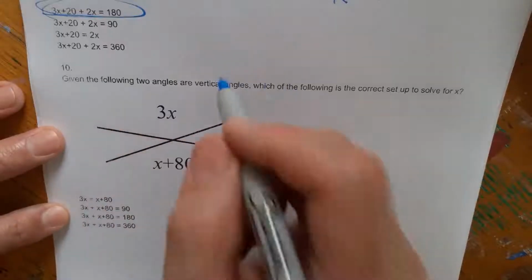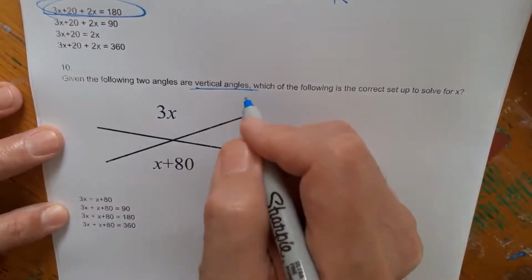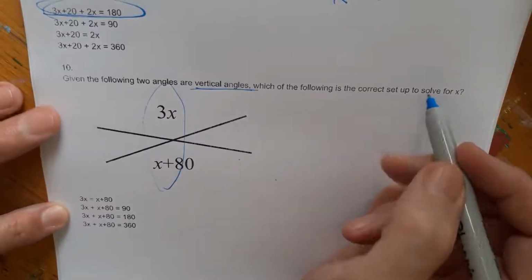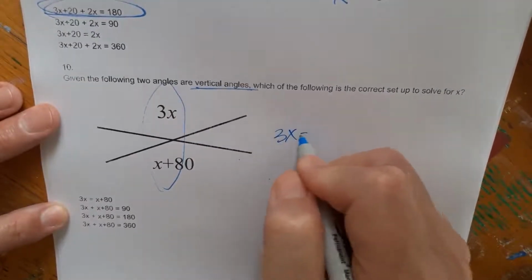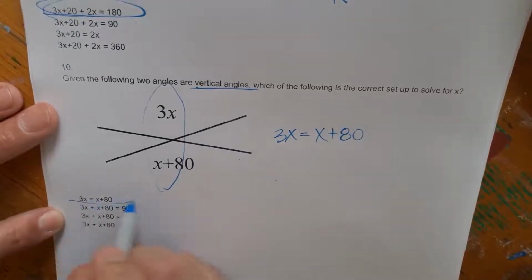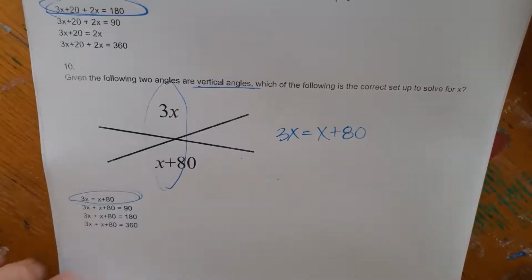Given the following two vertical angles, what do we know about vertical angles? They are equal as long as they're across from each other. Which of the following is correct to solve? We're going to say equal. 3x equals x plus 80 because those two angles are equal. And that's all they're asking us to do is set it up.